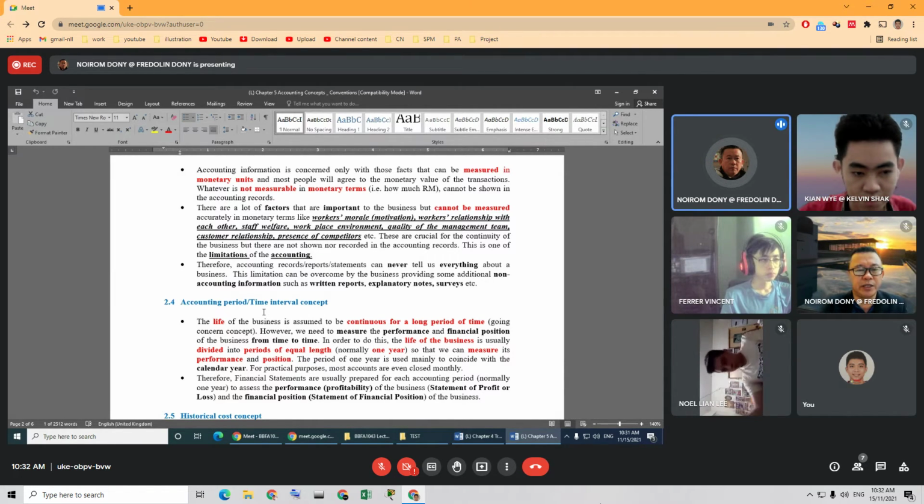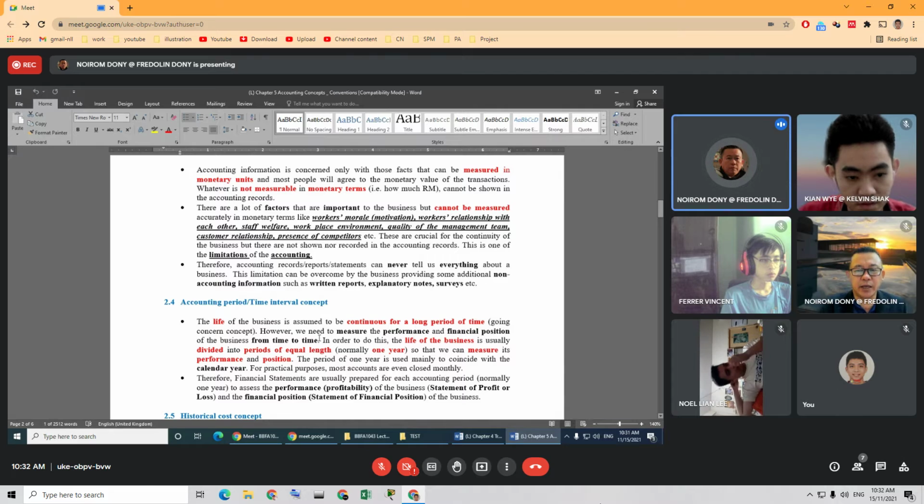So accounting period is actually referring to the life of the business, and the life of the business is continuous. Like just now we were talking about going concern. The life of the business is a continuous, indefinite period, for a long period of time. But then, for control purposes, we have to divide the life of the business into equal lengths.